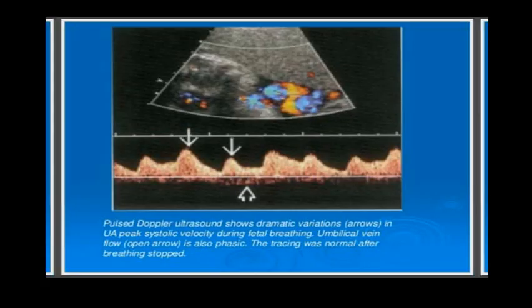Here, the Doppler ultrasound shows dramatic variations in the umbilical artery peak systolic velocity during fetal breathing. Umbilical vein flow is also phasic. The tracing was normal after breathing stopped.